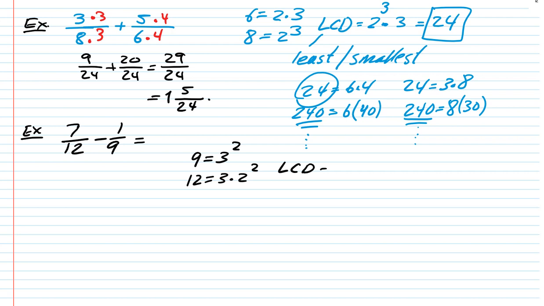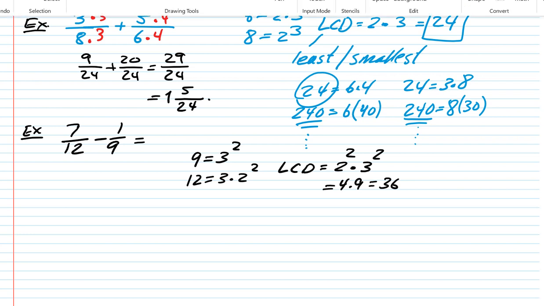The LCD is going to be prime factors, common or not, we list them. 2 squared, common prime factor 3, the higher exponent 2. That's going to be 4 times 9. Wow, 36. 36 is the least, the smallest number that is divisible by both of these. So now I need to do the building part, correct?